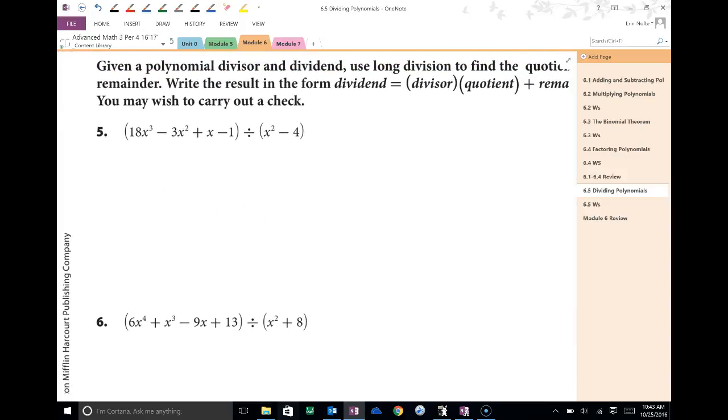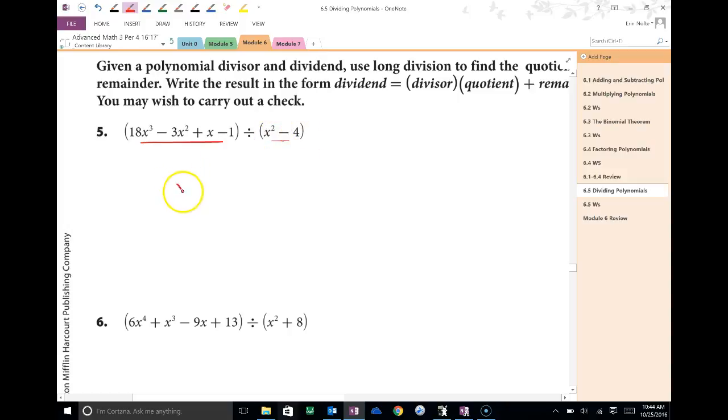Okay, so we are going to do this now with polynomials, and I'm going to tell you that the process is exactly the same. We just are dealing with x's as opposed to numbers. Well, there's numbers too, but okay. So this piece right here is the dividend. This one is the divisor.